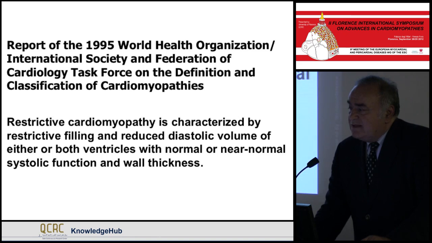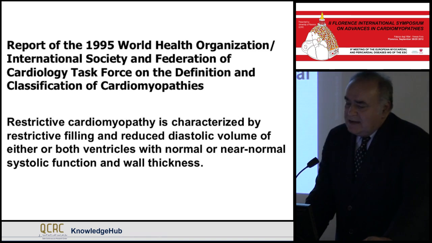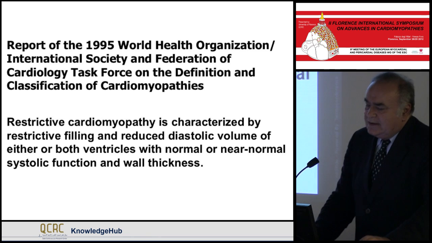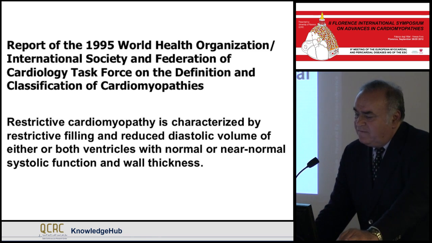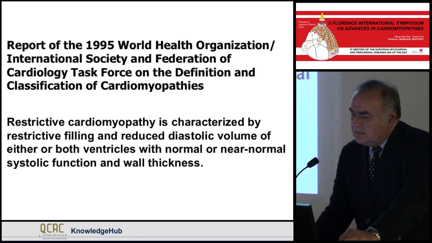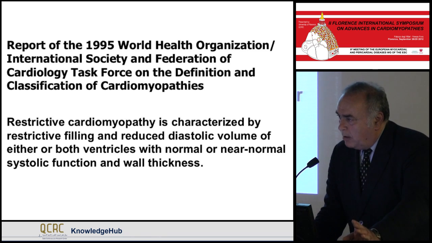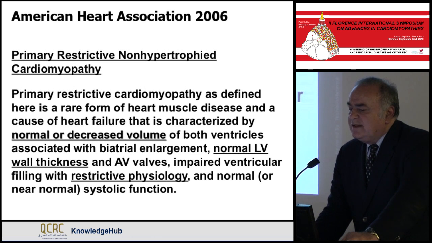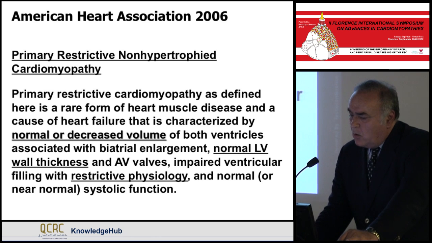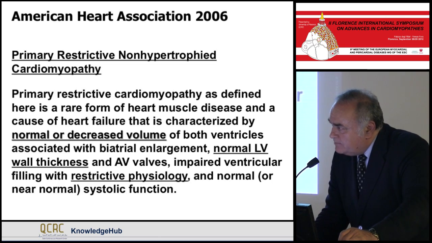How do the previous definition and the current definition define restrictive cardiomyopathy? In 1994, restrictive cardiomyopathy was defined as an entity characterized by restrictive filling and reduced diastolic volume of either or both ventricles with normal or near normal systolic function and wall thickness. The most recent American classification skipped the problem and focused only on the topic of primary restrictive cardiomyopathy, and here you can see the definition. Once again, normal or decreased volume, normal wall thickness, and restrictive physiology.